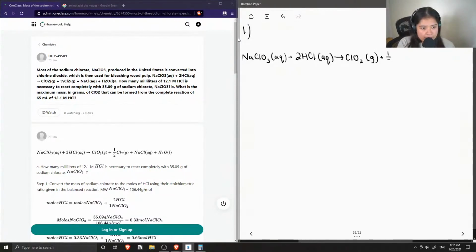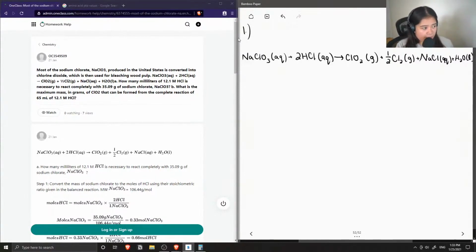plus half of Cl2 plus sodium chloride plus water. Okay, so managed to fit it all in one line.